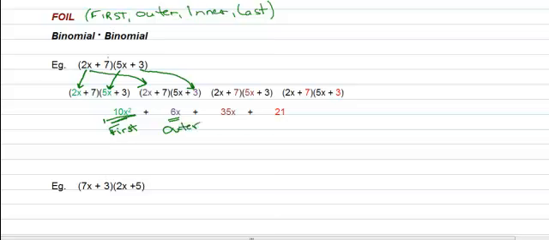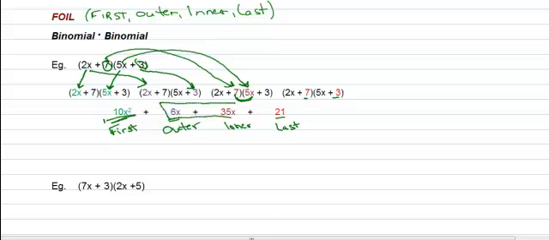And then we do the inner, so that's the 7 and the 5. And hopefully you can see why they call that the inner. So that's our 35x, and then the last are the ones that are at the end of each of the binomials. So the 7 times 3, which of course is 21. And then the next thing that we do once we have done that is we look for anything that's the same. So combine like terms. So we end up with 10x squared plus 41x plus 21, and we're done.